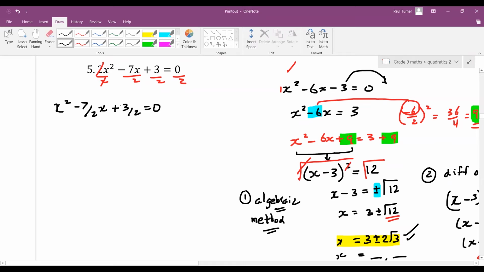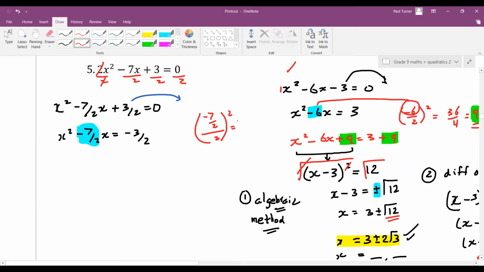Okay, so this is your constant number. So we'll move this out the way first. So you'll have x squared minus 7 on 2x equals minus 3 on 2. Okay, so your special number comes from this one. We halve this number and we square it. So let's do that separately. So halve this number and square it.